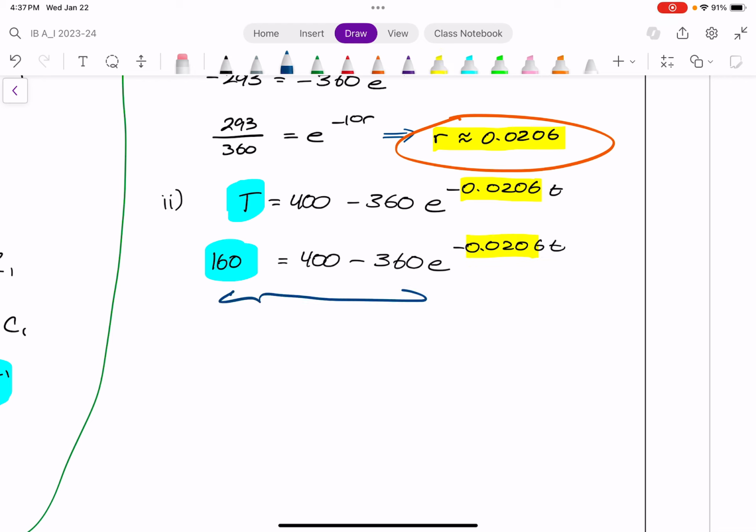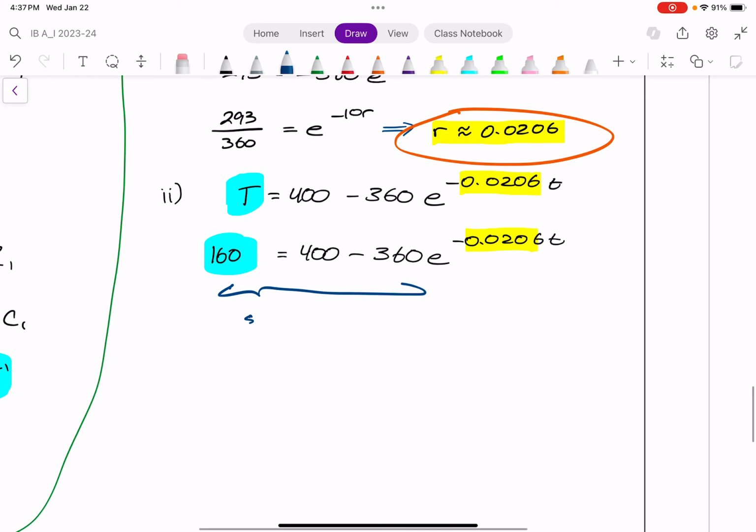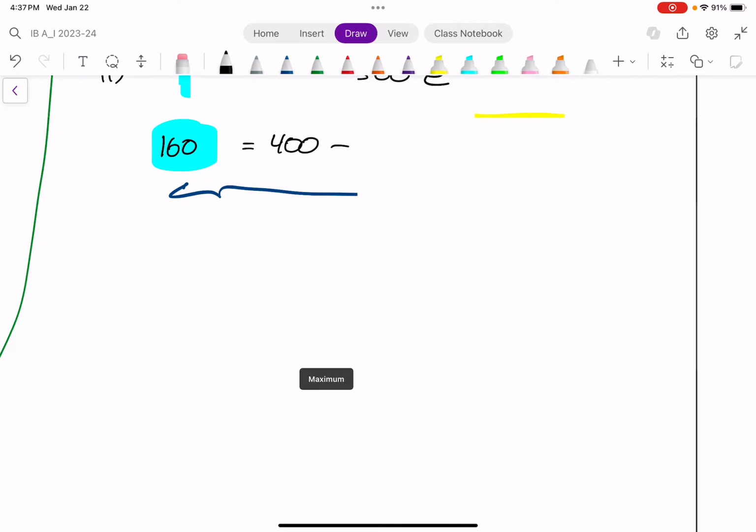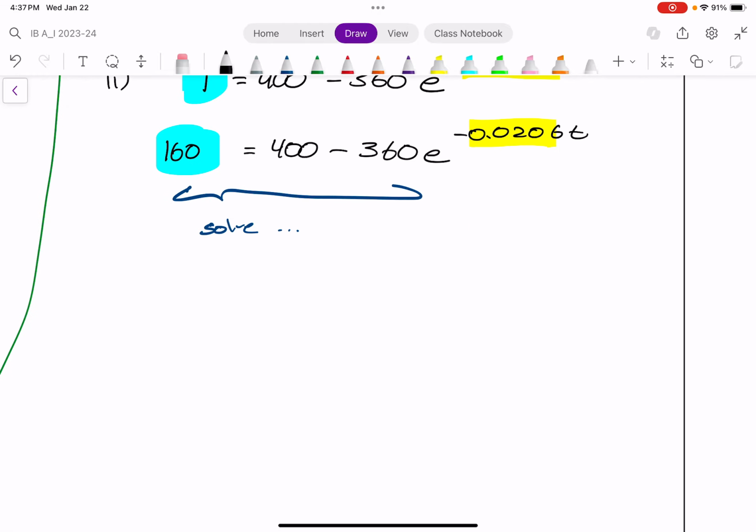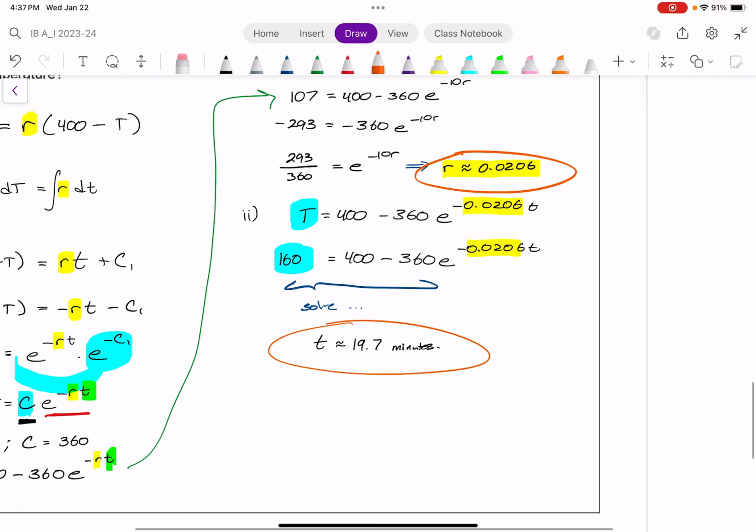I would just graph 160 on one side, graph 400 minus all the other good stuff on the other. And so I would solve any way you want. You can also solve it algebraically using natural logarithms. It shouldn't take you too long. You just want to think what you're going to be faster with. That's a matter of opinion. You should get t being approximately just shy of 20 minutes, 19.7 minutes to 3 significant figures. So about 20 minutes to cook this burger.